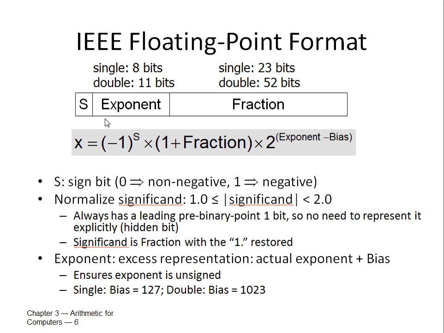In single precision, since we have 32 bits, here's 1 bit plus 8, that's 9. 9 off 32 leaves you 23 bits to go into the fractional part. Similarly, 1 bit here plus 11 bits, that's 12. Out of your 64 bits leaves you 52 bits left for the fractional part. So this is the part that determines the precision of your number.